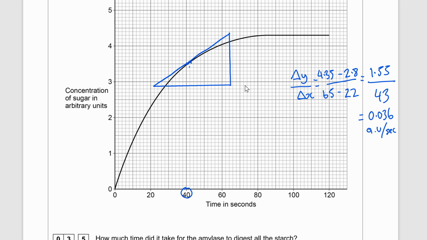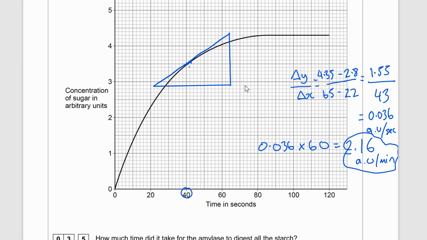But as the question asked us, we need to find the rate per minute. So what we would need to do then is multiply that value by 60 to get it per minute. And then we'd come out with a value of 2.16 arbitrary units per minute. And that will be our rate value.